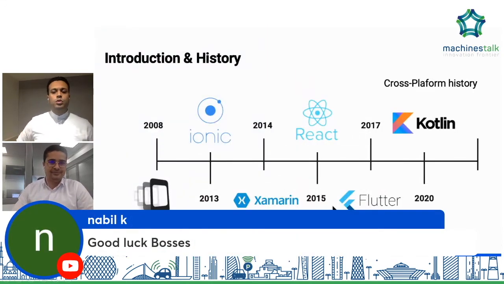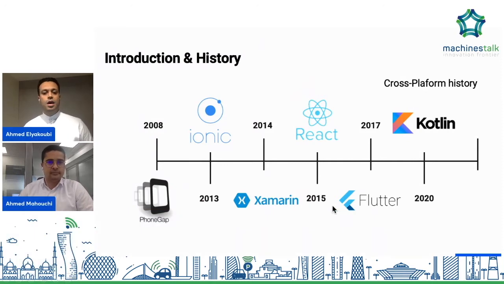Great. I would like to give you an idea about the currently available cross-platform frameworks and their history. We can mention PhoneGap, started in 2008. After that, Ionic in 2015. Xamarin after that, and the big Flutter and React Native in 2015 and 2017. And finally, our concern today, Kotlin Multiplatform, started and went alpha in August 2022.